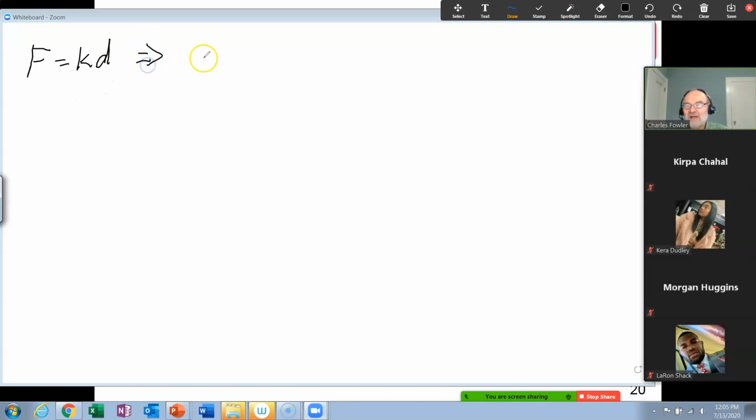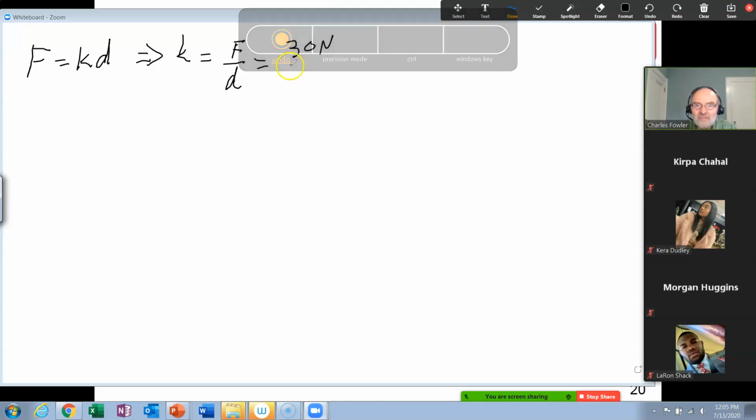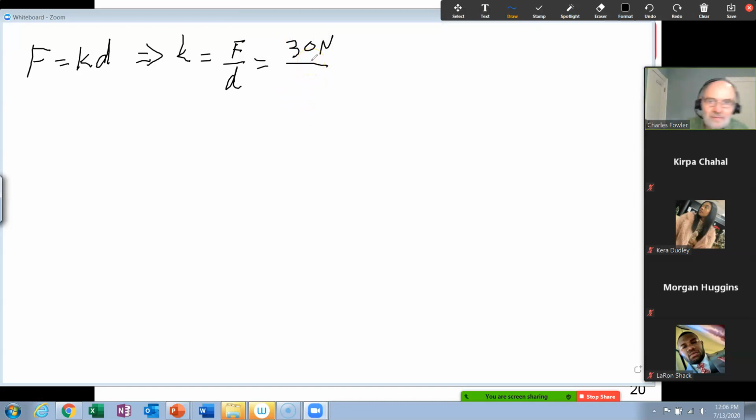if you divide both sides by D, K would then be F over D, which would be, and they told you 30 newtons, divided by 0.3 meters.